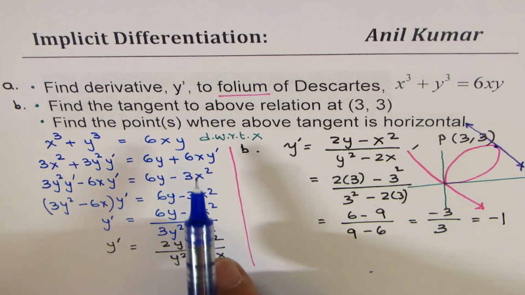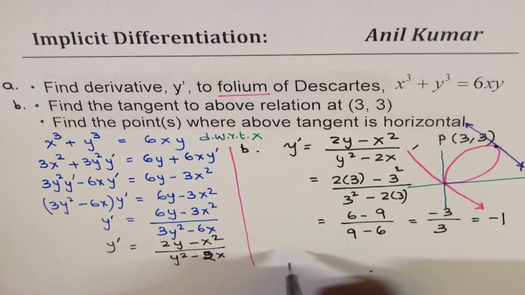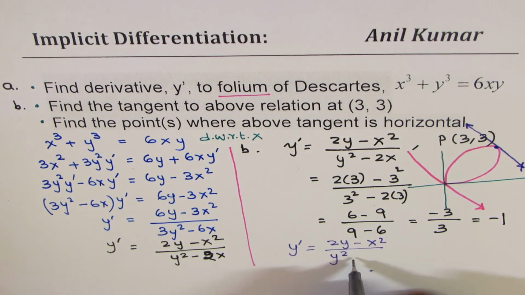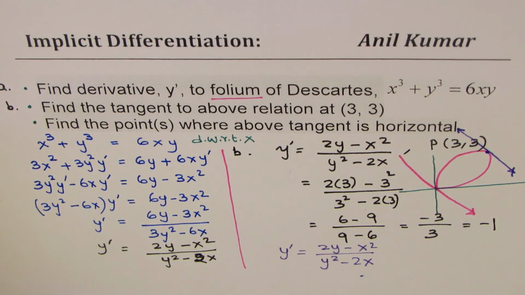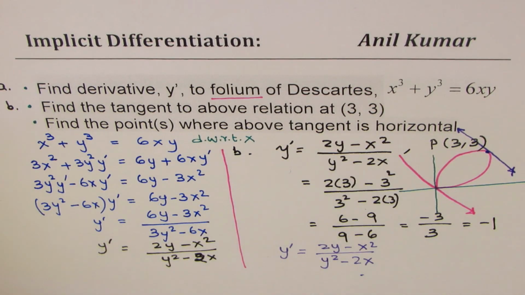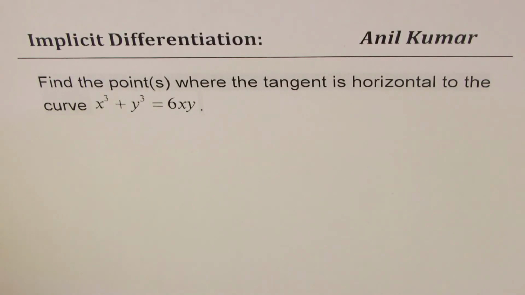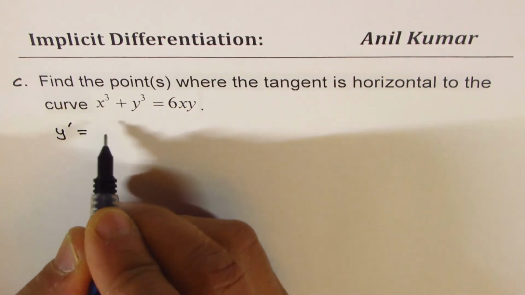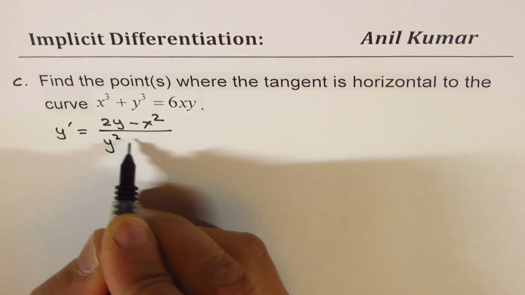Now we need to find points where the above tangent is horizontal. So basically, in the next page, we'll work with the equation. We already have the derivative, which is 2y minus x squared over y squared minus 2x, correct? So now we are at the end of this video. We'll find the points where the tangent is horizontal. So here is part C. We'll write down the derivative and then solve. We have the derivative of this function as y prime equals 2y minus x squared divided by y squared minus 2x.